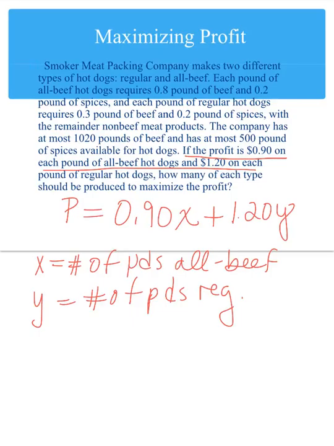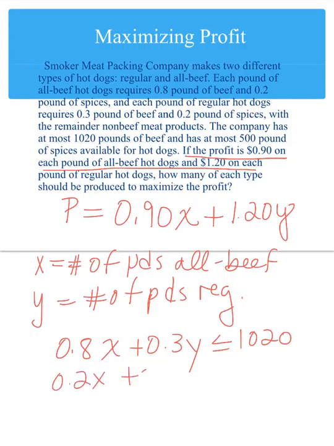Then we have to go ahead and get our constraints from this. So we know that 8/10 times x plus 3/10 times y has to be at most, which is less than or equal to, 1,020 pounds. We also know that 2/10 x plus 2/10 y is going to be at most 500 pounds. And we also know that we at least need more than 0 of each of those things.